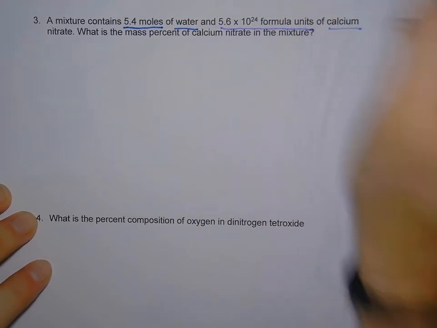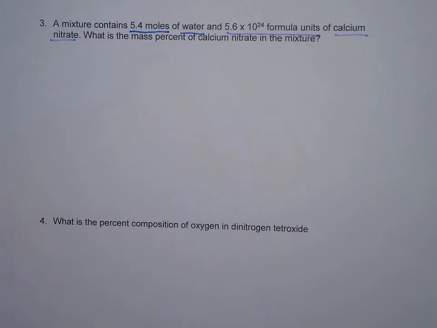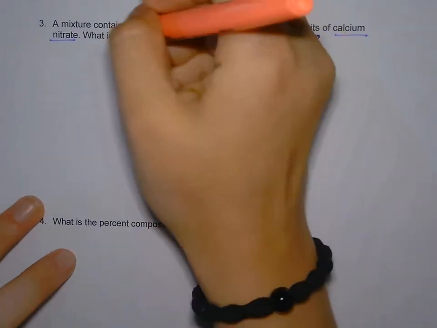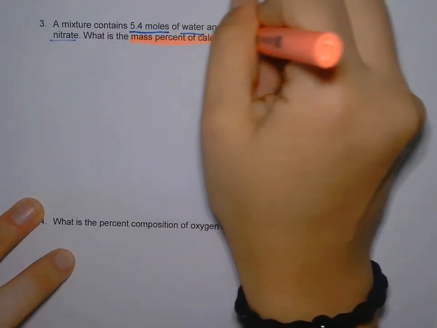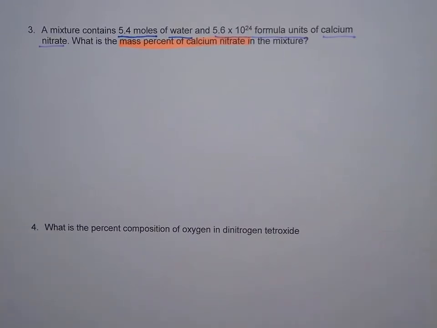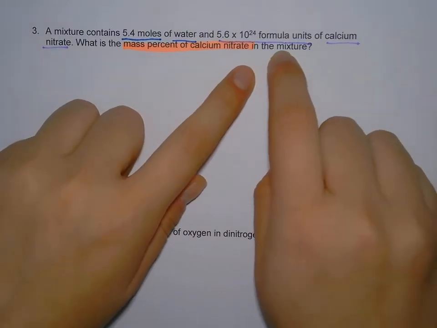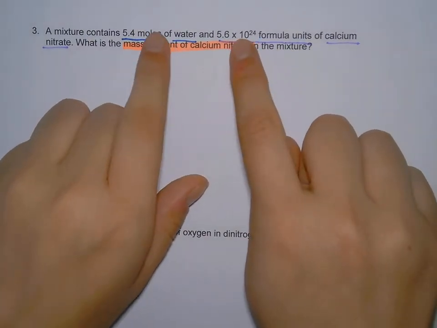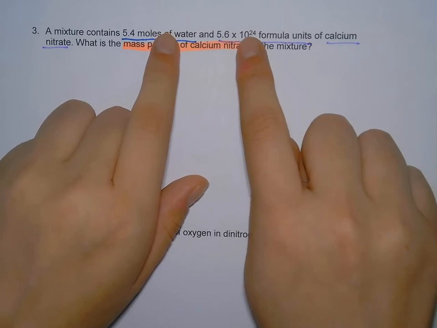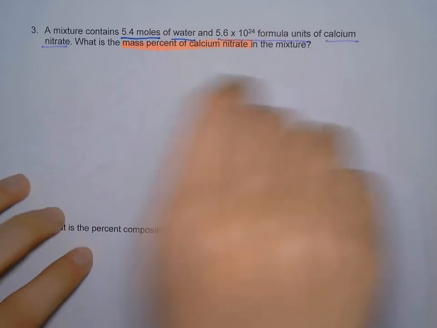units of calcium nitrate. They want to know what is the mass percent of calcium nitrate. So that means I have to find, and then they're in a mixture, so that means that I have to find the mass of each one of these and then see what the mass percent of this one is, of calcium nitrate.